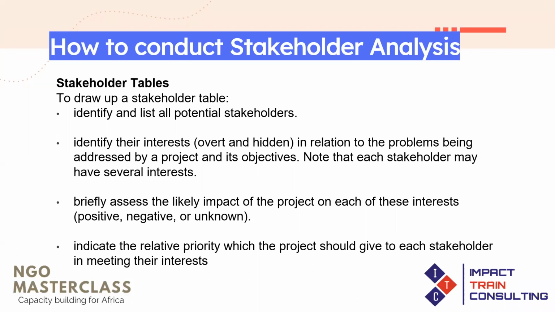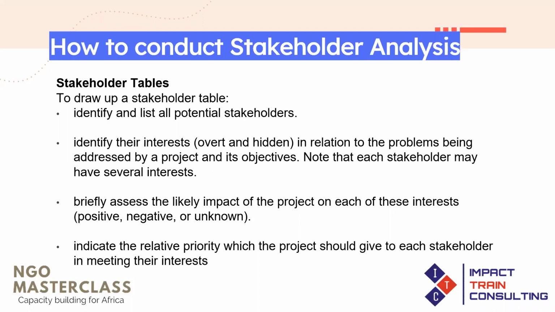And then after you've identified the interest, you also briefly assess the likely impact of the project on each of these interests. Is this interest positive? If it's positive, then it's going to impact our project positively. Is it a negative interest? If it's negative, then it's going to affect our project negatively. And where you do not know whether it is positive or negative, you can say the interest is unknown, you don't know whether it is positive or negative on that particular project that you're working on.